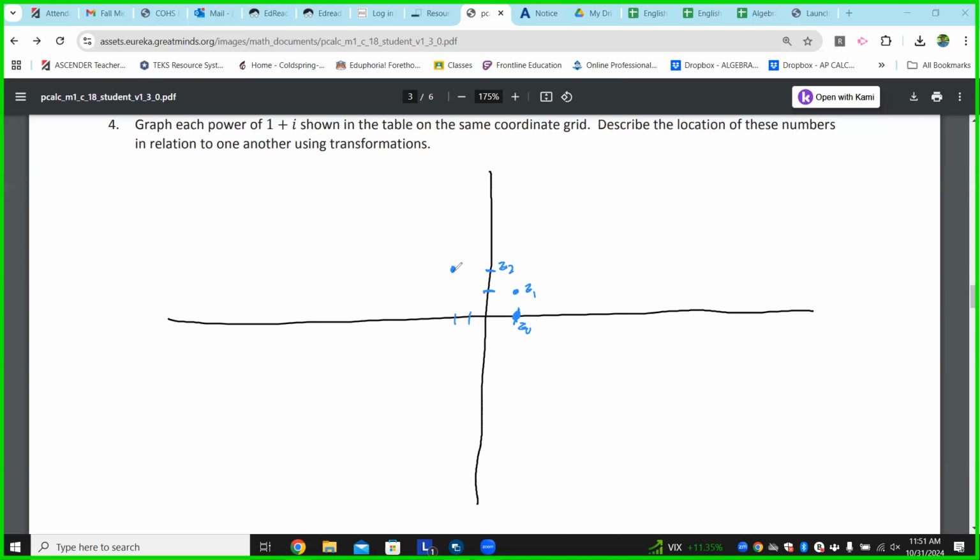Very good. Z4? A real number is going to be on the x-axis. Imaginary. There we go. And I asked if you would put it as a vector so you could kind of see it. So here's the first vector. Here's the next vector.